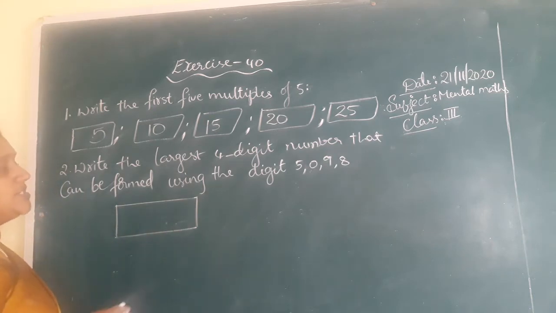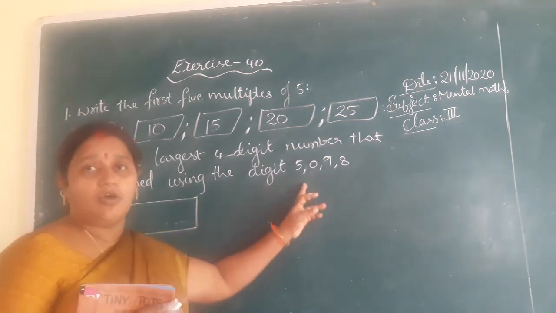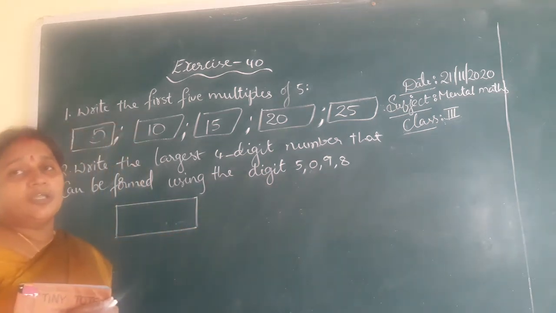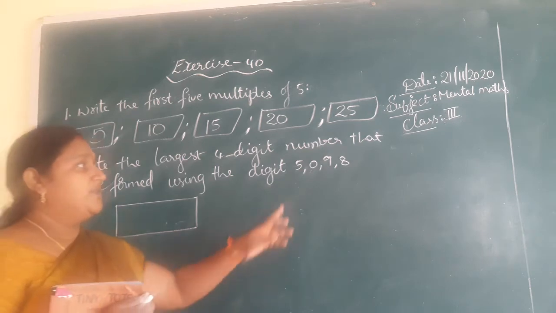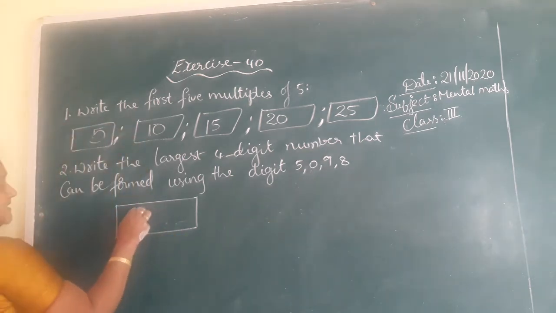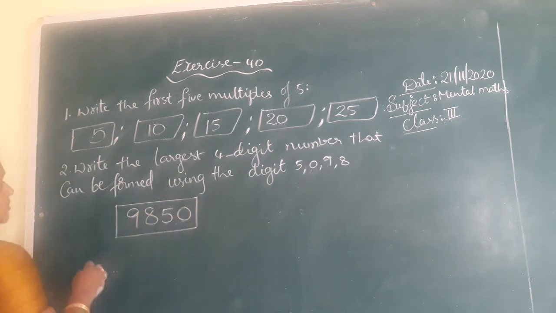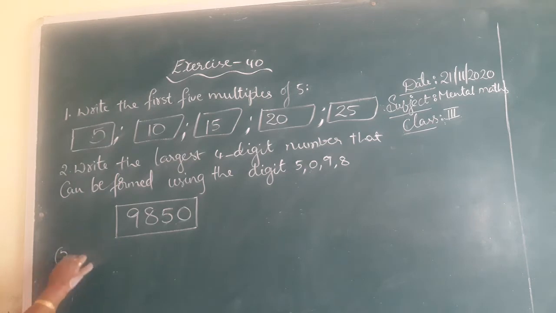First you have to arrange the digits to write the largest number. We have to arrange the given digits in descending order. Descending order means from greater to smaller. Which one is greater of all these digits? 9. Next 8, next 5 and then 0. So 9850 is the right answer. See the third one, children.